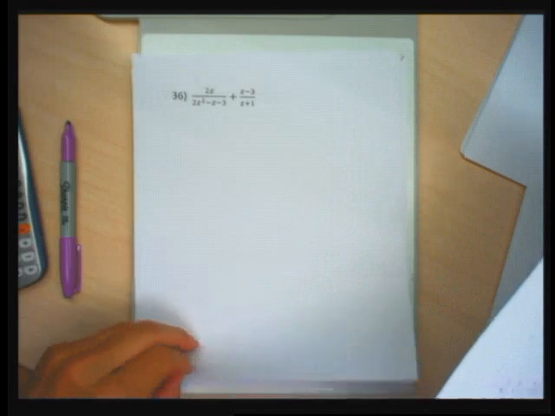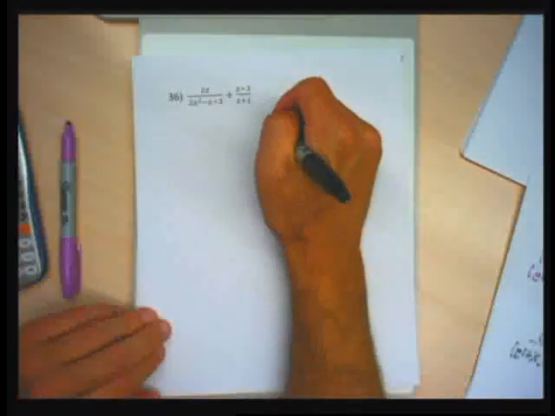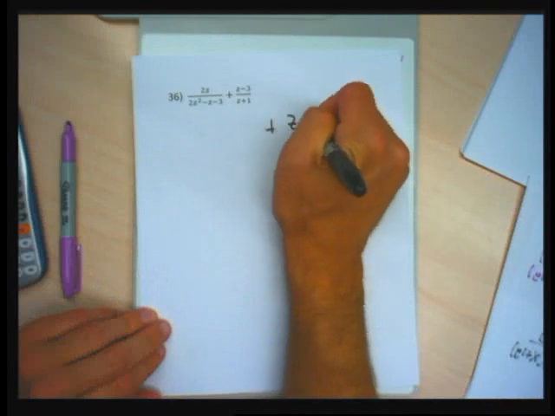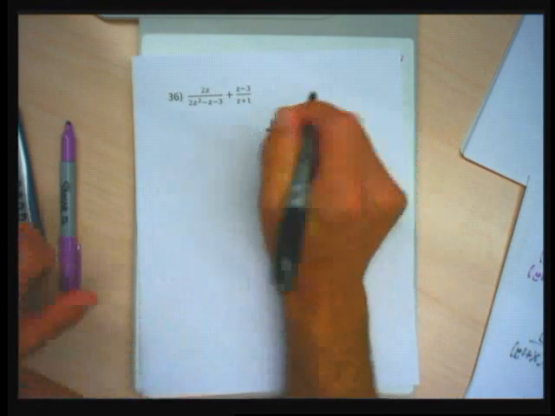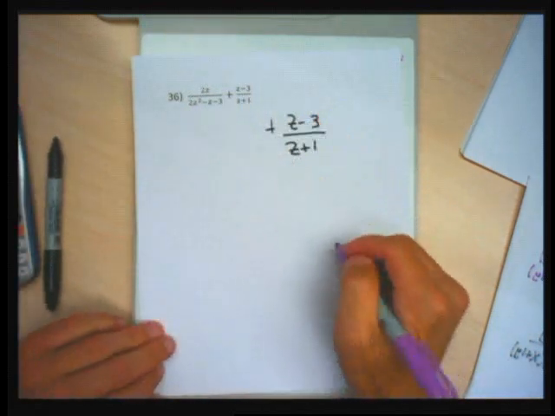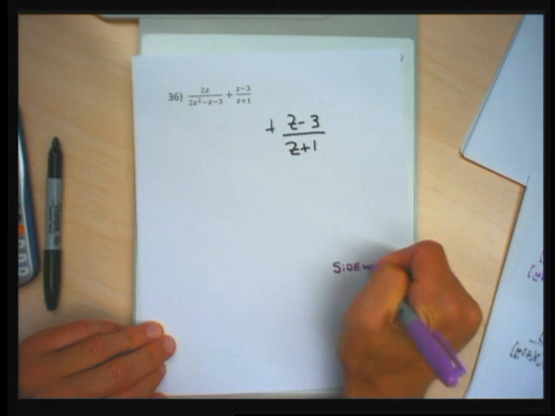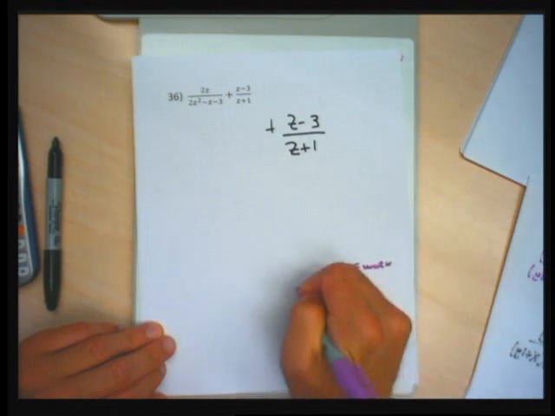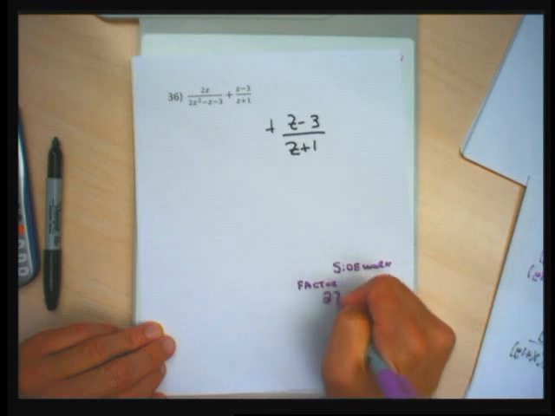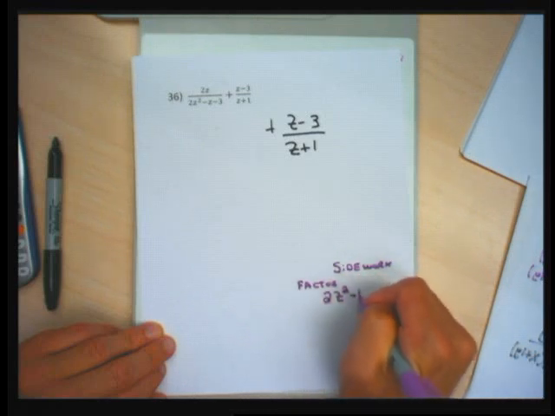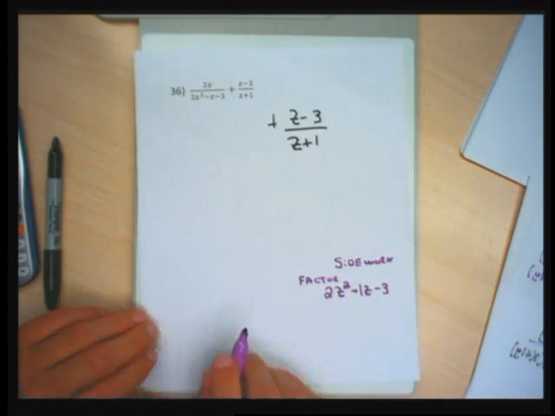36 bites because of the bottoms-up factoring. Left denominator is bad. Right denominator isn't bad. Right denominator doesn't have a common factor. It doesn't have an exponent. There's no factoring. Usually when we have bottoms-up factoring, I do it off to the side. So I'm going to attempt to factor that denominator of 2z squared minus 1z minus 3 using bottoms-up factoring.